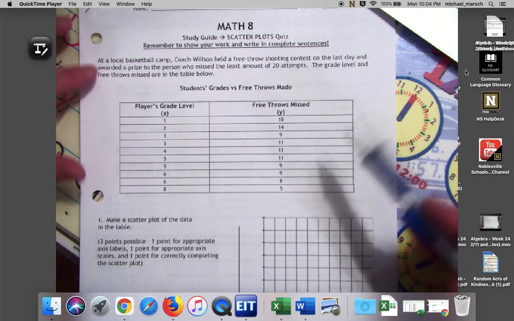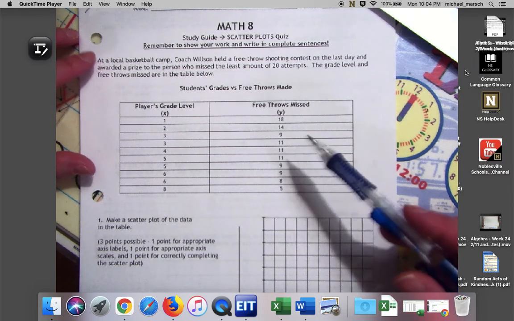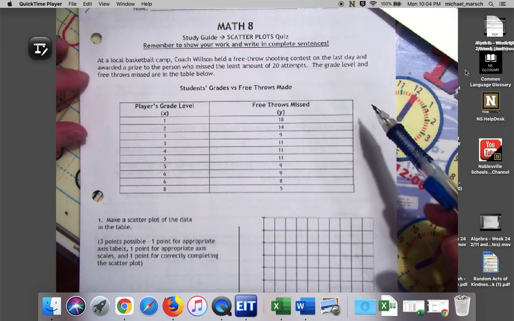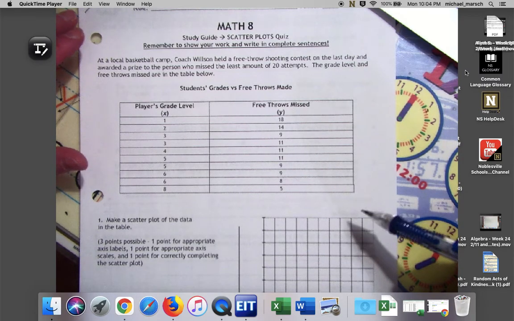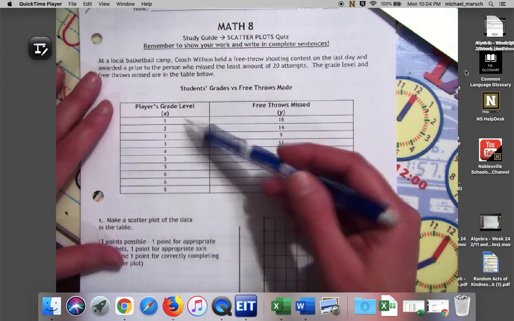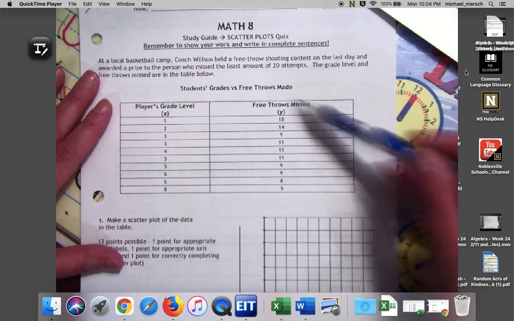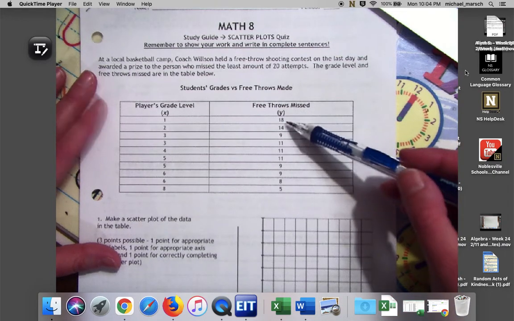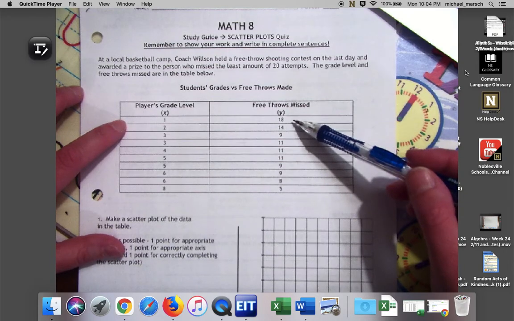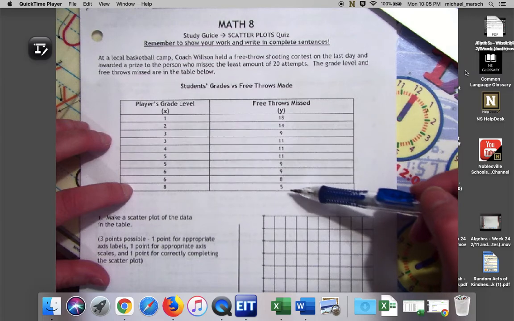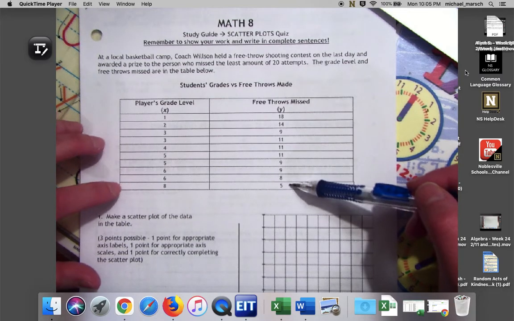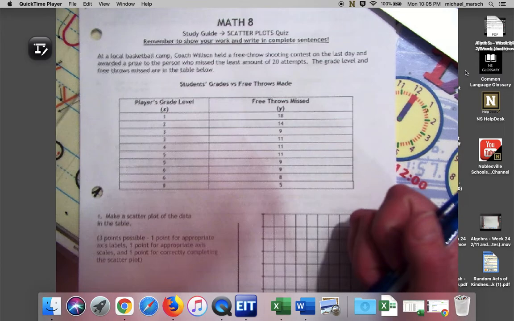Okay, so basketball camp, Coach Wilson held a free throw shooting contest on the last day, awarding a prize to the person who missed the least amount of attempts. The grade level and free throws missed are in the table below. So this is the student grade level. This is how many they missed out of 20, right? So kind of makes sense, right? A first grader is probably not going to make very many, whereas an eighth grader should not miss many. In theory, I know free throws are more difficult than they appear.